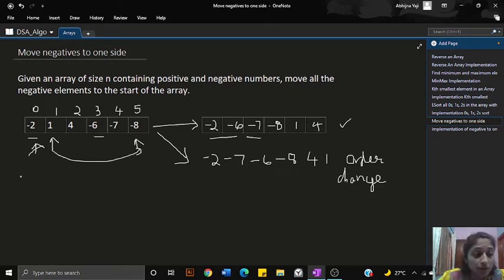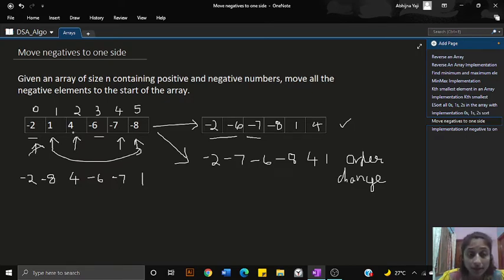Okay, if I do that, I'll get minus 2 and then I get minus 8 here, right? Then I get 4, minus 6, right? Minus 7 and 1, correct? Okay, I brought one negative element to the start of the array. Next, what I'll do is, since I've already moved minus 8, I'll move my pointer here. And for 1 also, I've changed the location. I'll come here.